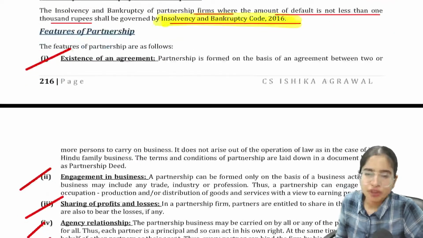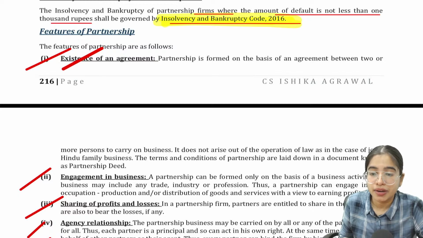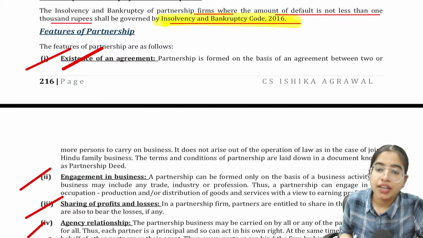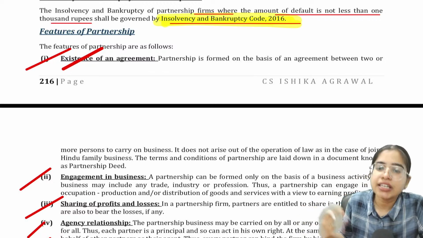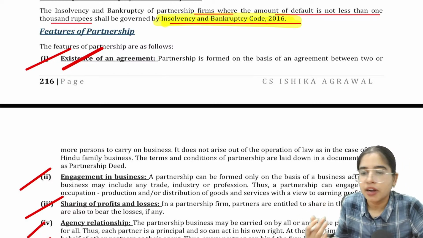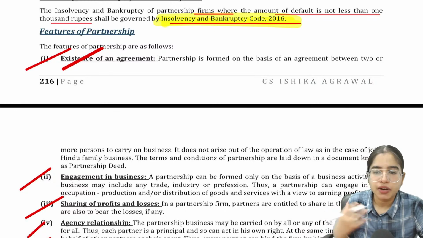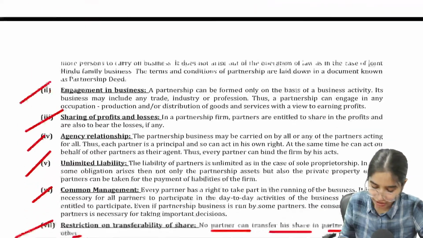What are the features of a partnership? Very easy. There is an agreement between the partners, that is known as partnership agreement, which may be oral or written. In case it is written, that document is known as partnership deed. So there is a partnership agreement among partners, which may be oral or written.